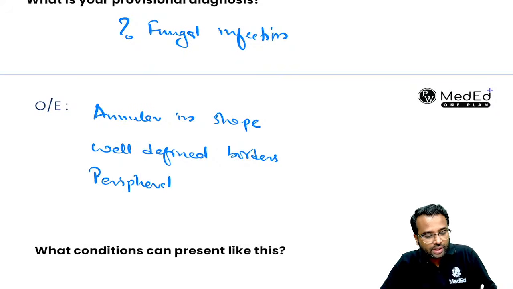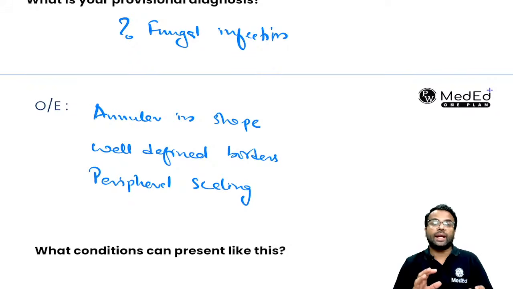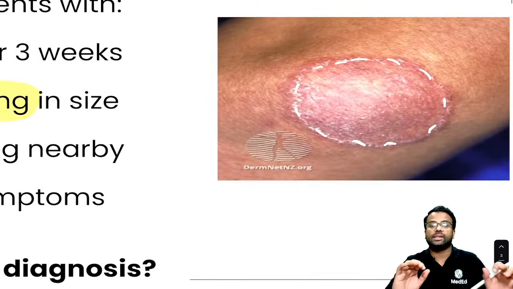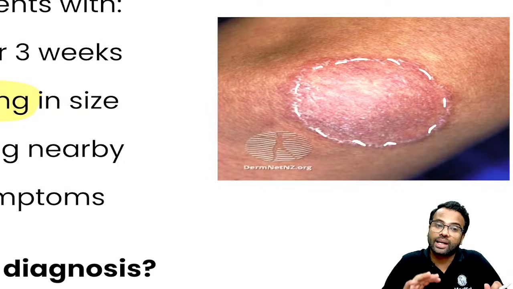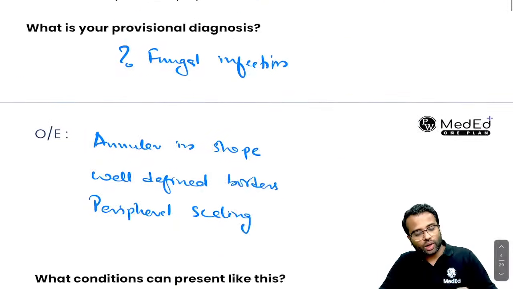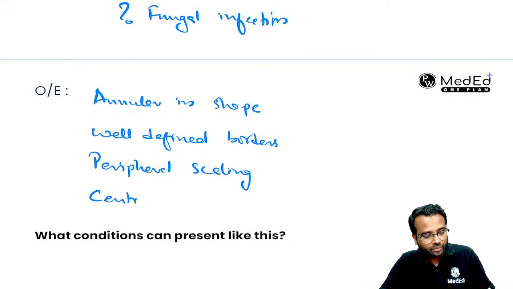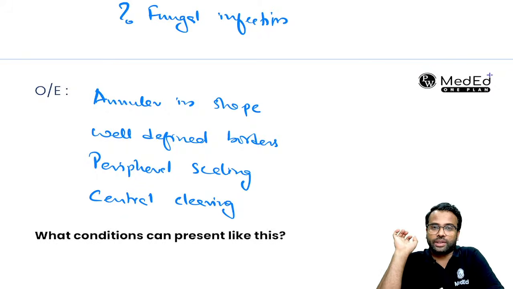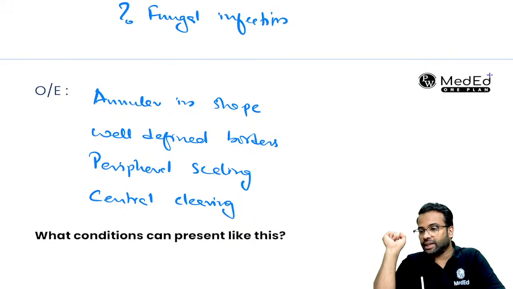Peripheral scaling. Because the scales are present towards the periphery of the lesion, in the central part you can see what we usually call central clearing. So see, such a small image, a small round annular shaped lesion, but we are able to say that these are all the findings: round in shape, annular in shape, well defined borders, peripheral scaling, and central clearing too.